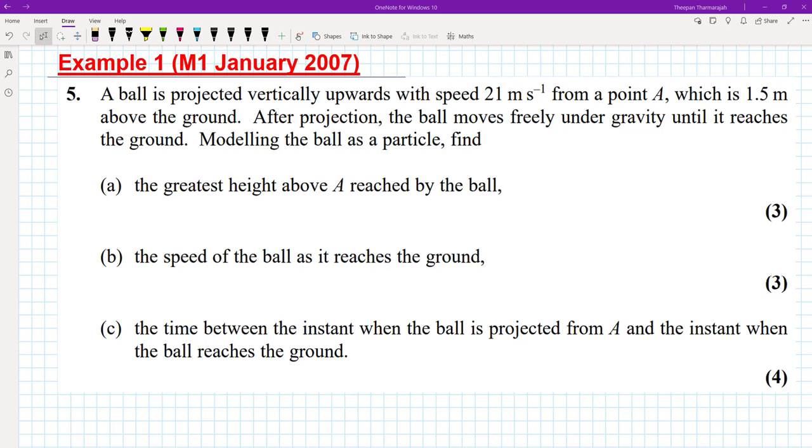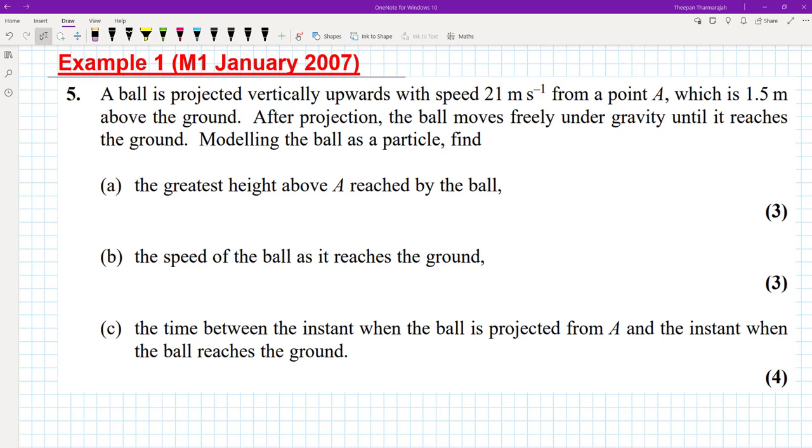After projection, the ball moves freely under gravity until it reaches the ground. Modeling the ball as a particle, find the greatest height above A reached by the ball. Find the speed of the ball as it reaches the ground, and we also need to work out the time between the instant when the ball is projected from A and the instant when the ball reaches the ground.